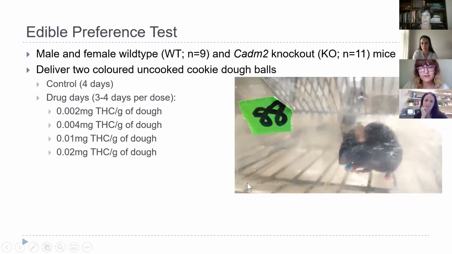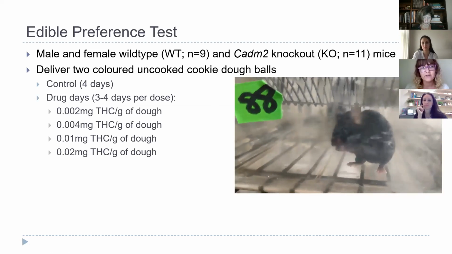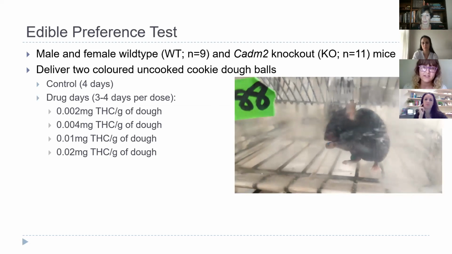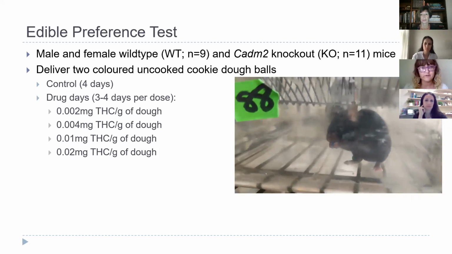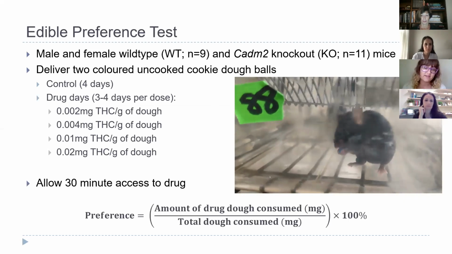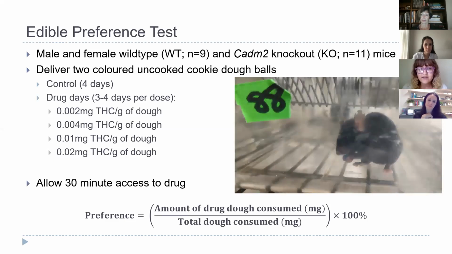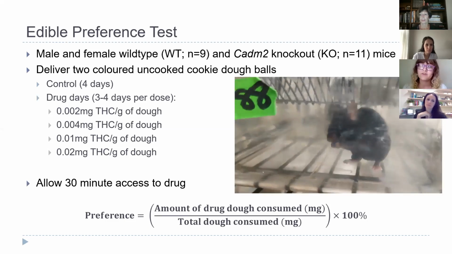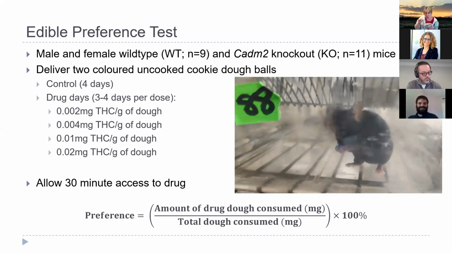The mice are given this cookie dough first as just control, but then are given one of these cookie dough balls containing THC in escalating doses, with these doses given for 3 to 4 consecutive days each. The mice are allowed to consume this cannabis or vehicle dough for a period of 30 minutes daily, and then preference can be determined as the amount of the drug dough that's consumed over the total amount of dough that's consumed as a percentage.